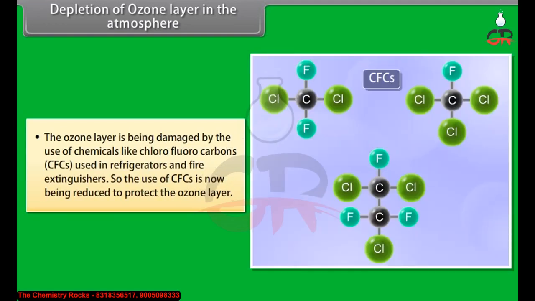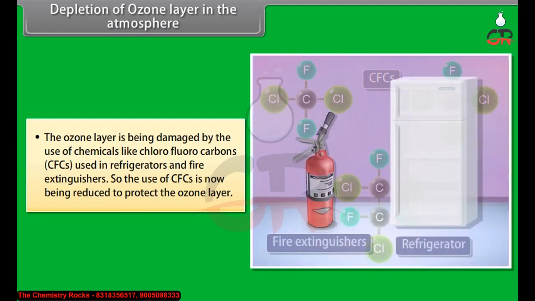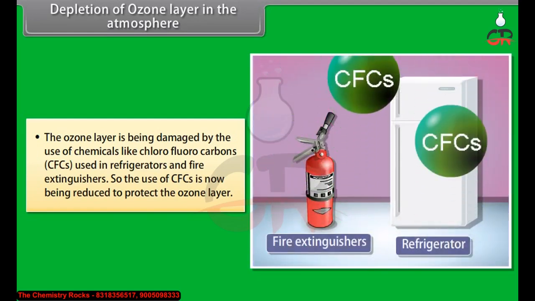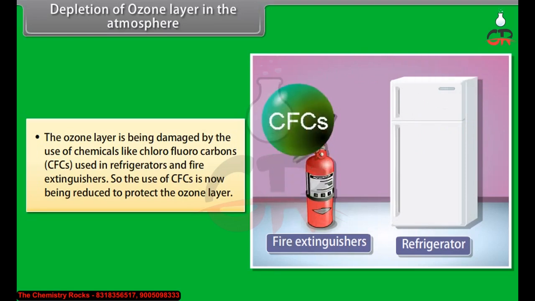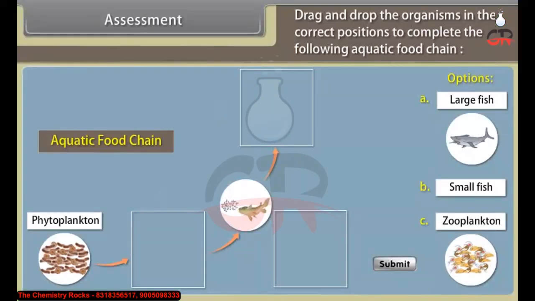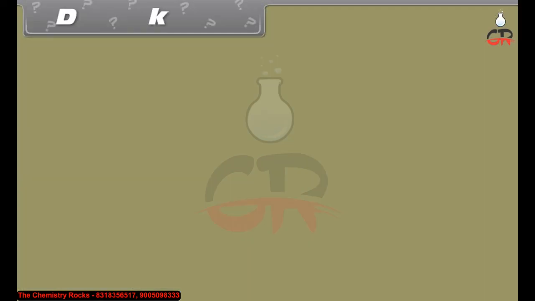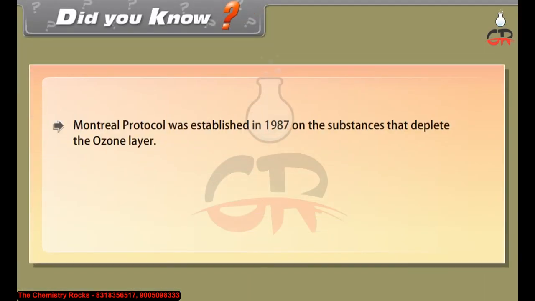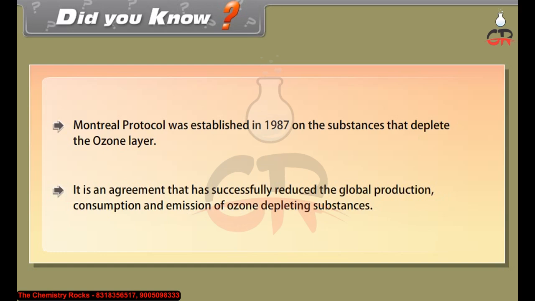The ozone layer is being damaged by the use of chemicals like chlorofluorocarbons, CFCs, used in refrigerators and fire extinguishers. So the use of CFCs is now being reduced to protect the ozone layer. Assessment. Time for an activity now. Drag and drop the organisms in the correct positions to complete the following aquatic food chain. Did you know? Montreal Protocol was established in 1987 on the substances that deplete the ozone layer. It is an agreement that has successfully reduced the global production, consumption, and emission of ozone-depleting substances.